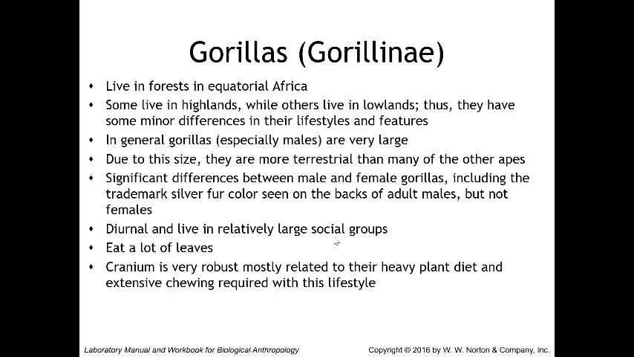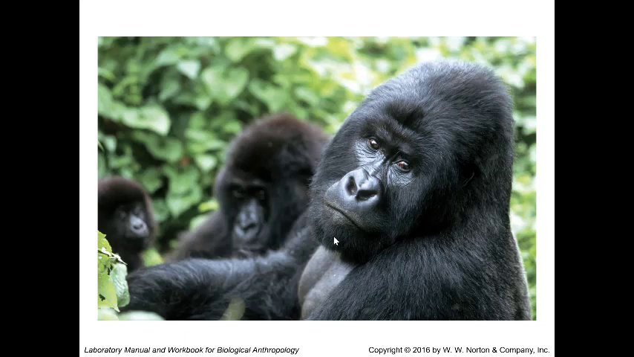They're also diurnal and live in relatively large social groups. They eat a lot of leaves, and they eat far more than any other ape. And then the cranium is very robust, mostly related to their heavy plant diet and the extensive chewing required with this lifestyle. Right, so extensive chewing, larger muscles, more robust cranium. So here is a gorilla. It's like my favorite. I love gorillas.